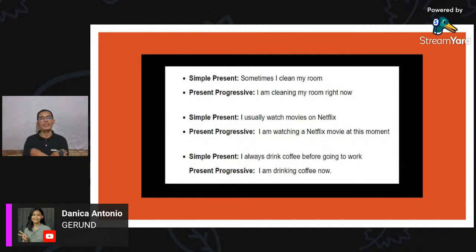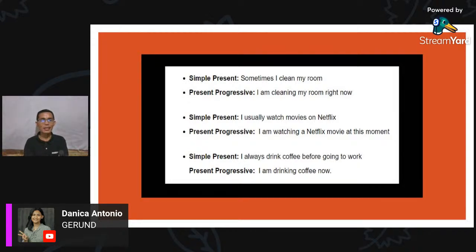These are our examples with signal words. Simple present: sometimes I clean my room. Youngsters, sometimes only. Sometimes I clean my room. But that's recurring, repeated. It could be next month, it could be next year, as long as we do it repeatedly. So we have sometimes as our signal word. I clean my room. Present progressive: I am cleaning my room right now.